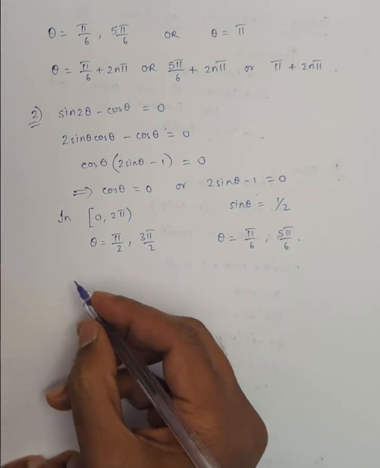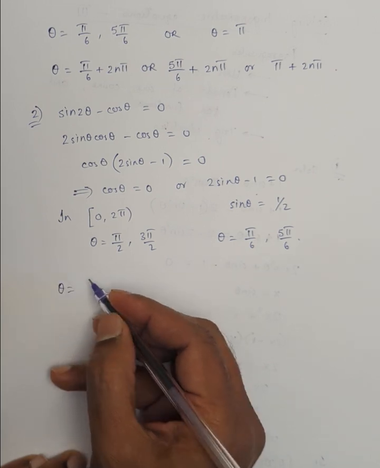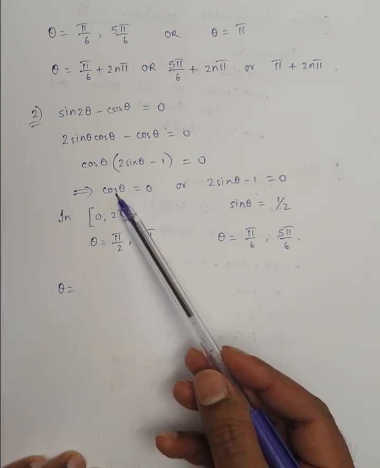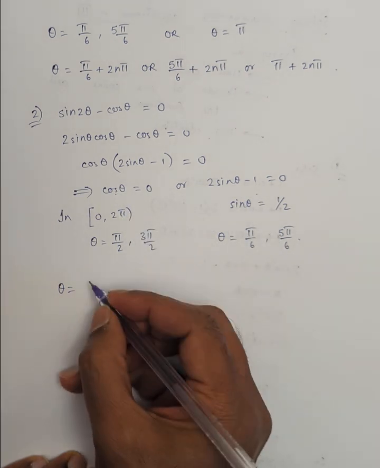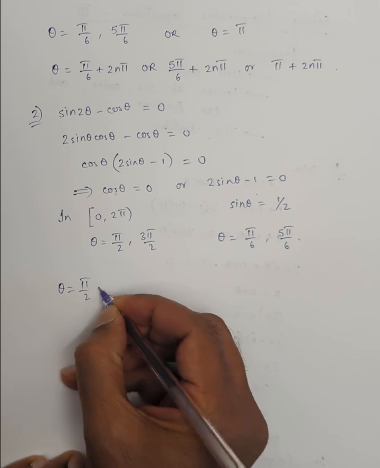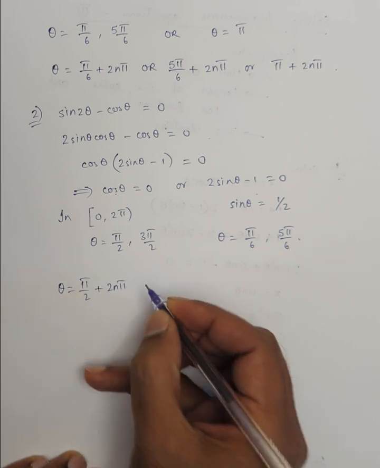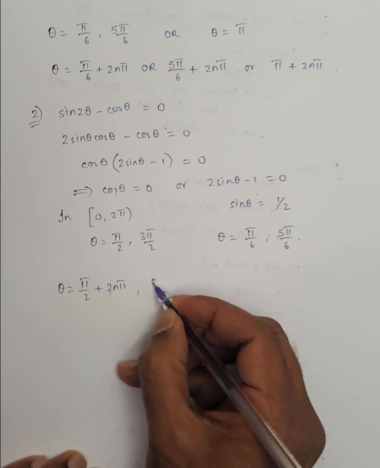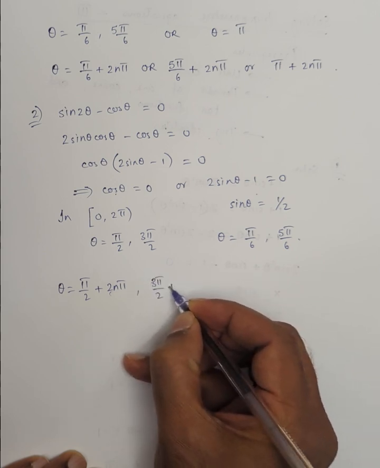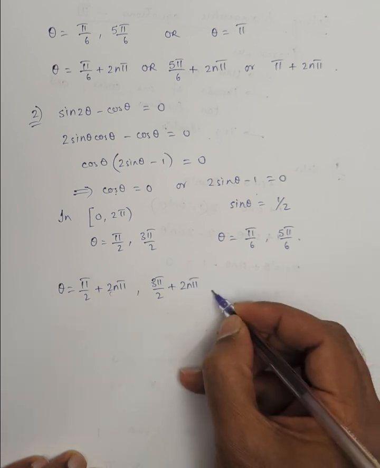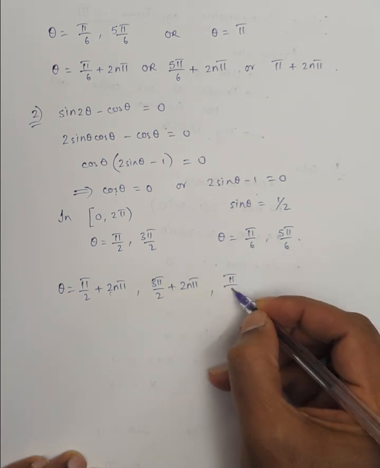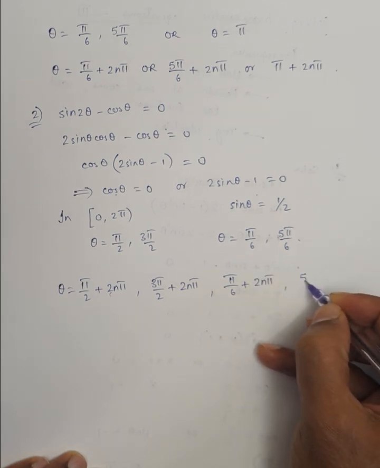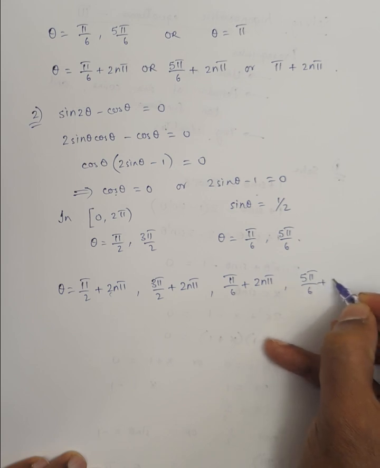So what is the general solution going to be? So general solution, you keep on adding multiples of 2 pi because each of these, cosine and sine, has period of 2 pi. So you would write pi over 2 plus 2n pi. So this is saying add multiple of 2 pi. Or 3 pi over 2 plus 2n pi. Or pi over 6 plus 2n pi. Or 5 pi over 6 plus 2n pi.